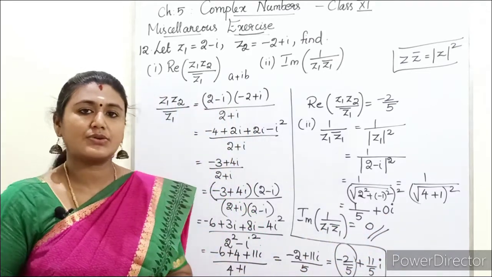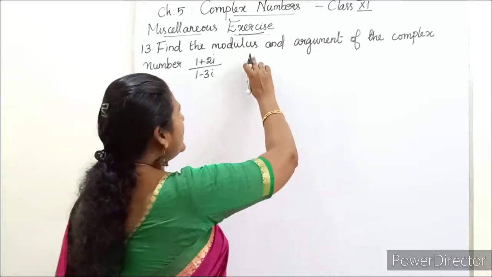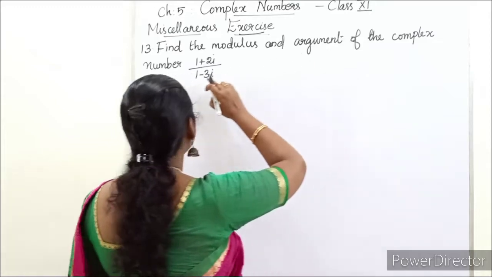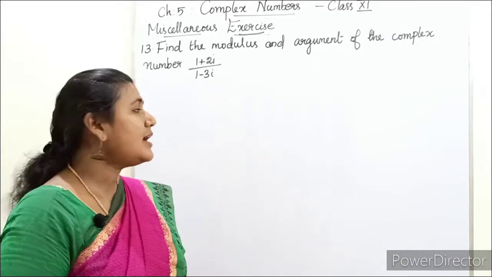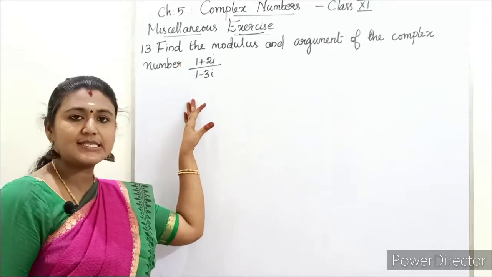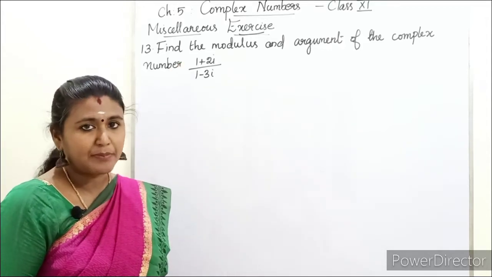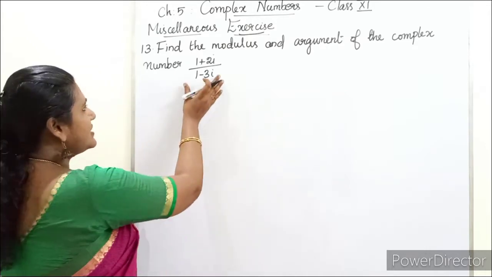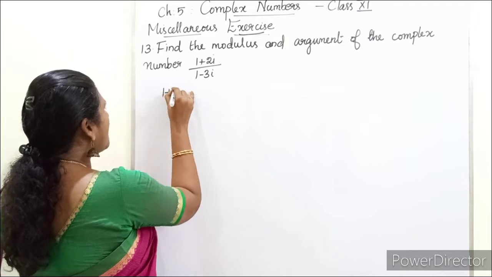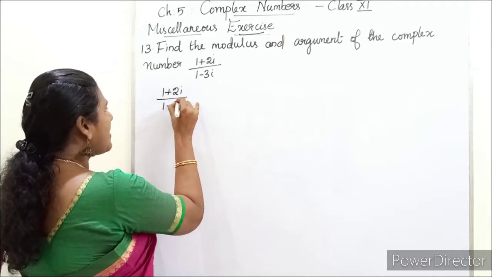Now we will see question number 13. So question number 13, find the modulus and argument of the complex number (1 plus 2i) by (1 minus 3i). So here first we will simplify this complex number and we will express it in the form a plus ib. Then we will find out its modulus and argument. So first we are going to simplify this complex number, that is 1 plus 2i divided by 1 minus 3i.